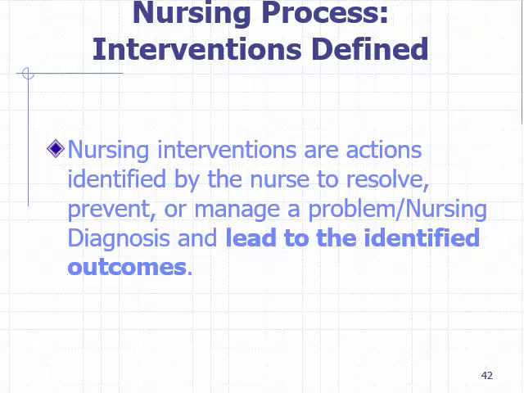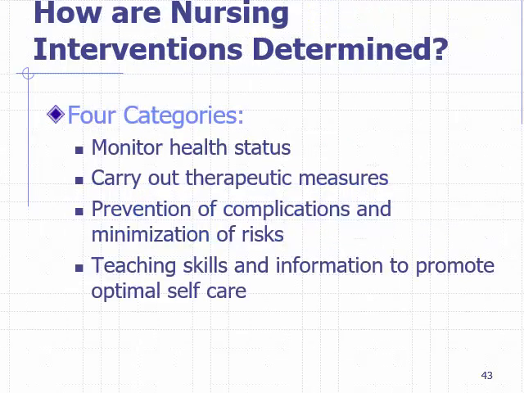Again, like the diagnosis, NANDA has standardized interventions, called NIC, to help the nurse create her care plan for the patient. So again, if you're not sure where to start and what type of interventions you can use, you can start with these standardized interventions that then need to be individualized for the patient, and it'll give you a reference point to start from. Interventions can fall into one of 4 categories. They either monitor health status, you're carrying out therapeutic measures, you're preventing complications and minimizing risks, or you're teaching skills and information to be able to promote optimal self-care.